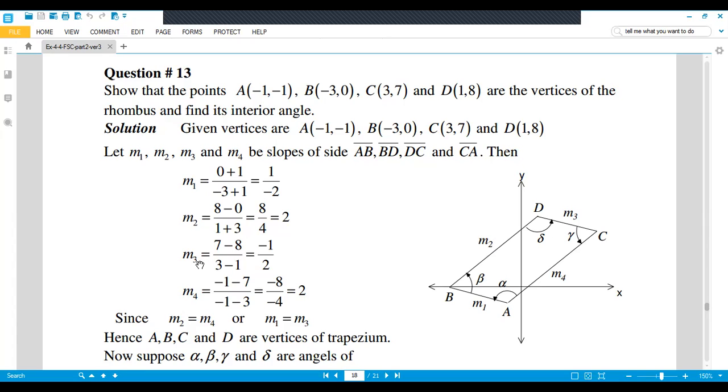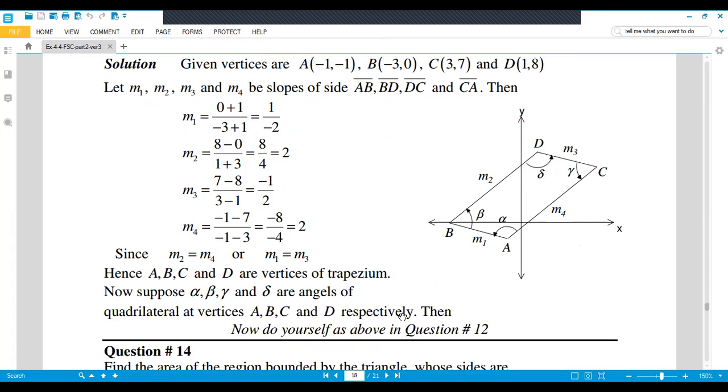M3 is the slope of DC. So you will take the vertices of D and C. So 7 minus 8 and 3 minus 1. So you get minus 1 over 2. And M4 is between C and A. So that is minus 1 minus 7 and 3 minus 1 minus 3, so we get minus 8 over minus 4. So M2 is equal to M4, the slope M2 is equal to M4, and M1 is equal to M3. Hence A, B, C, D are vertices of a trapezium.